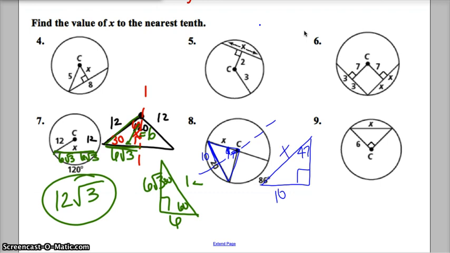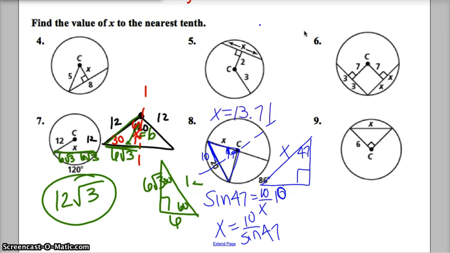Using the 47 degrees, I have opposite and I have hypotenuse. So I'm going to say the sine of 47 equals opposite over hypotenuse. When x is down low, switch them, you know. So x ends up equaling 10 divided by sine of 47. So 10 divided by the sine of 47 left me with 13.67, so we'll call it x equals 13.7.